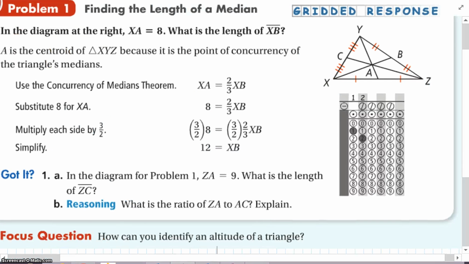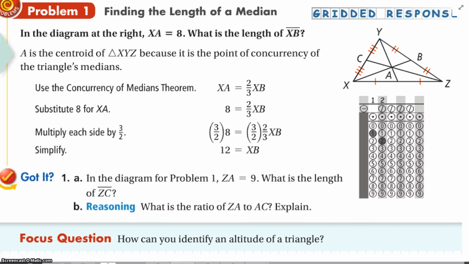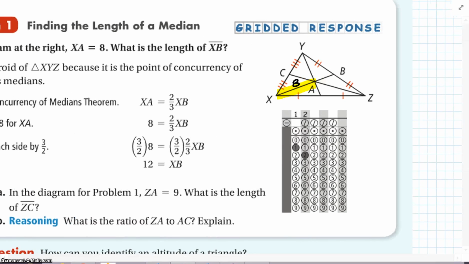So here we go. In the diagram at the right, segment XA is 8. What is the length of XB? We could set up an equation, but I like to think of when we're dealing with centroids, everything's in thirds. So this is 2/3, and that's 1/3. So if 2/3 is 8, that means each third would be 4. So segment XB would be 3 times 4, which would be 12.